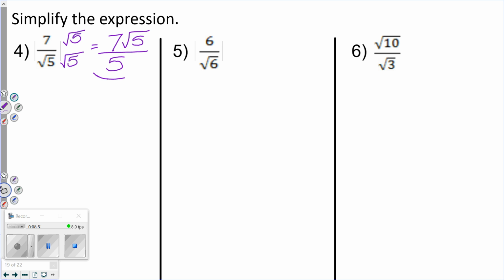All right. Does that look good? You guys okay? Understanding? Right. We can have radicals on top, totally fine. Cannot have them on the bottom.